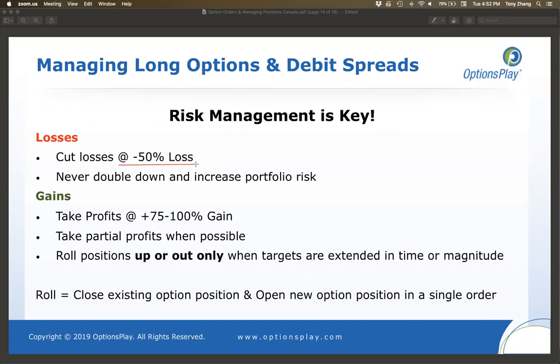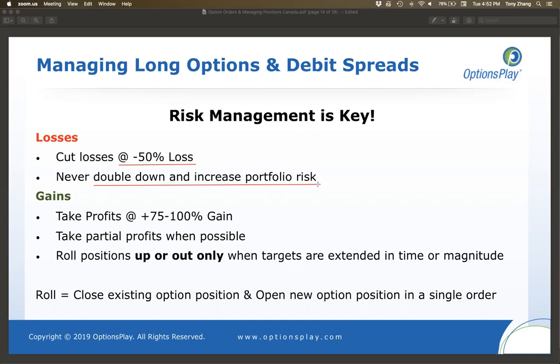And I get a lot of questions from users where a trade goes against them and they ask me, well, should I buy some more and dollar cost average and maybe buy myself some more time? And my answer is you should never double down on a losing trade and increase the portfolio risk on a losing trade. That's my rule of thumb. Because if you start doubling down and start increasing your risk, that's when you can find yourself in a pretty big hole, and you don't want to do that.